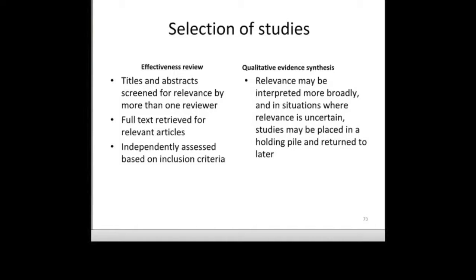The same strategy is used in qualitative evidence synthesis. Relevance, though, may be interpreted a bit more broadly. And in a situation where relevance is a bit uncertain, then maybe we would place these studies in some sort of holding pile and return to them later because they might be interesting to actually create a comprehensive theory.